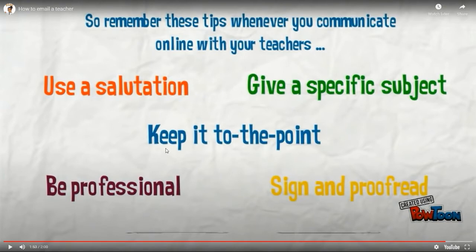Keep it to the point. You guys are pretty good about this, but make sure you just say what you need to say and that's it. Be professional, okay? I know you're students, but you have to remember that audience of who you're talking to. And, you know, are we going to think this is appropriate or not? Are you using your manners? That kind of stuff. And then sign and proofread. Make sure you have a signature on your email and proofread. Some of you guys haven't even been proofreading your work before you turn it into me. Proofread means make sure there are no mistakes, no spelling errors, no capitalization errors, no punctuation errors, like periods are where they belong, and so on.